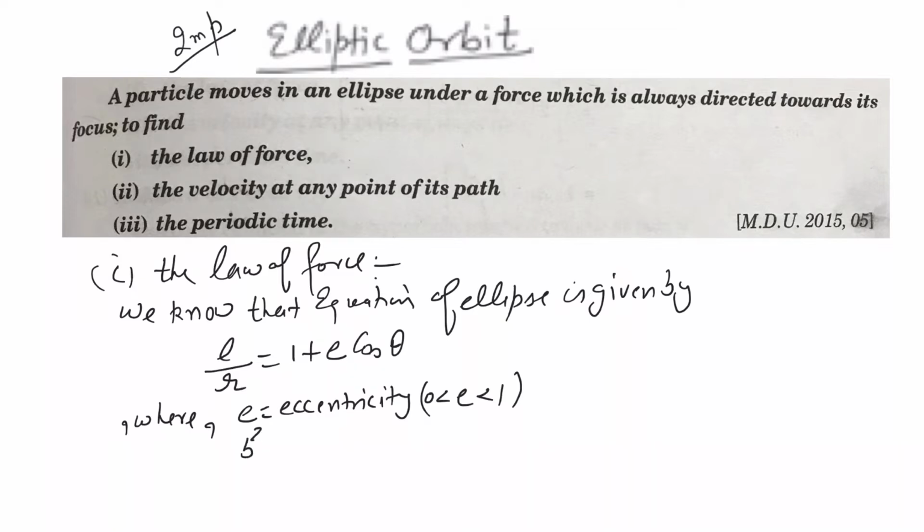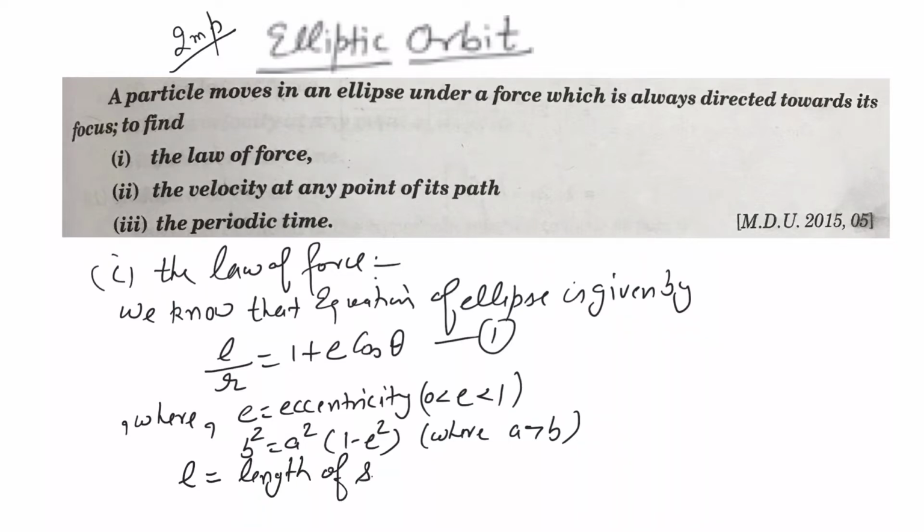And the eccentricity is given by B square is equal to A square times 1 minus E square, where A is greater than B. A is the semi-major axis and B is the semi-minor axis. A is greater than B, and then this formula is used. And L is equal to the length of the semi-latus rectum, which is equal to B square by A.